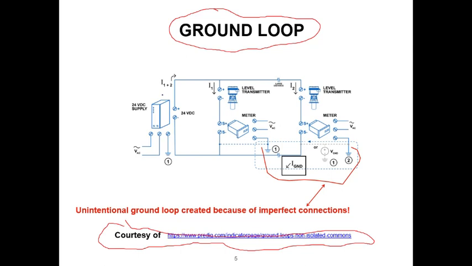So here we have a 24 volt DC battery. We have level transmitter number 1 and level transmitter number 2, and it's monitoring the level of some sort of liquid in a tank or a vat or something. Doesn't matter. Its output is going to this meter, to a display, and likewise, this transmitter has its own display meter.